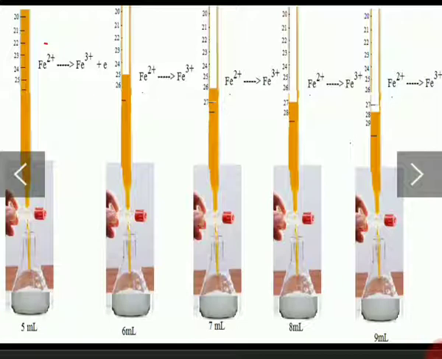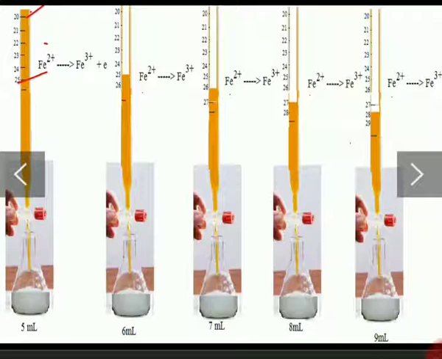For example, you can see the initial reading in the burette is 20. So if you want to add 5 ml at a stretch, you have to add till 25 ml. So you are adding the oxidizing agent. Add 5 ml of potassium dichromate into the conical flask.